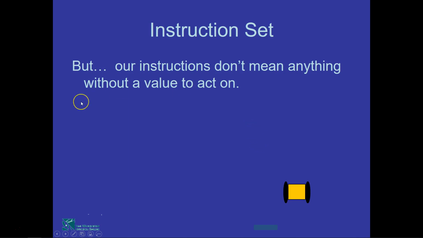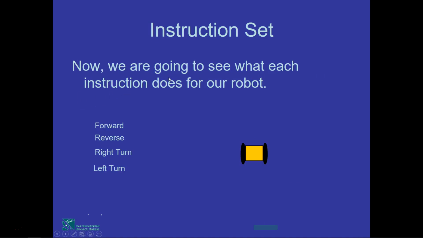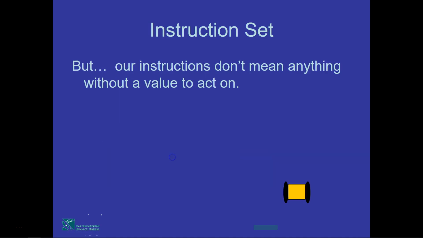The instructions which we used previously don't mean anything without a value to act on. What does it mean? Let's go back to the previous slide again. You see that there is no value assigned to these instructions, which means the robot doesn't know how many steps it's supposed to go forward and reverse back, or how much to turn right or left. So we are missing that valuable information. Let's put that into our instruction set.